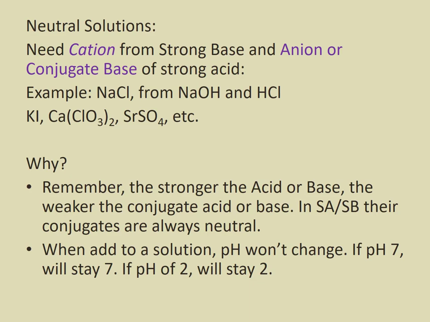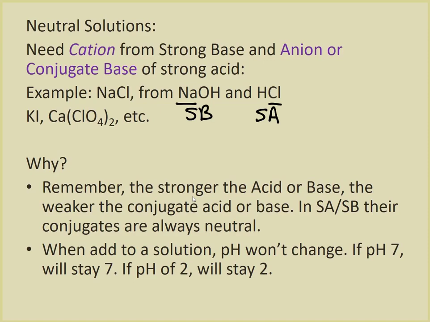Whenever you have a neutral salt solution, that means that you need a cation from a strong base. In order to form a neutral solution, you need to have a cation from a strong base and an anion that is a conjugate base of a strong acid. For example, sodium chloride, when you put it into solution, does make a neutral solution. And the reason why is the sodium is from a strong base, and the chloride ion is from a strong acid. And so with this combination, we're going to get a neutral salt.